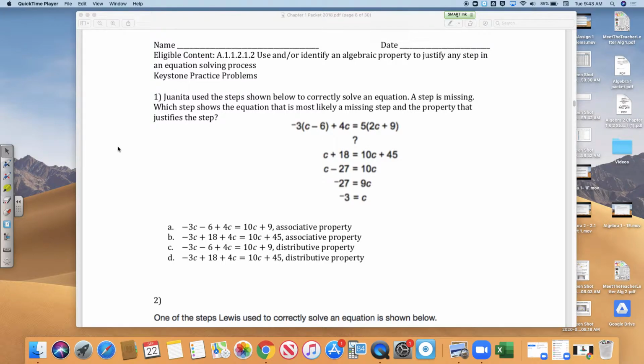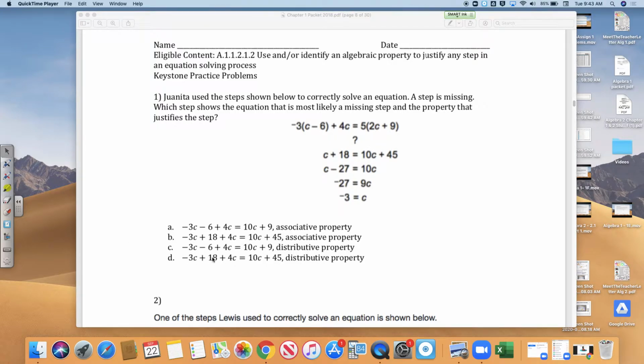We have negative 3 parentheses c minus 6 plus 4c equals 5 parentheses 2c plus 9. So I can see there's a missing step here from the question mark, and I can see underneath of that step, the left-hand side simplifies all the way down to c plus 18. And on the right-hand side, it simplifies to be 10c plus 45. Now, I know from looking at this problem originally that if I was to try and solve this, the first thing I'm going to do is use the distributive property.